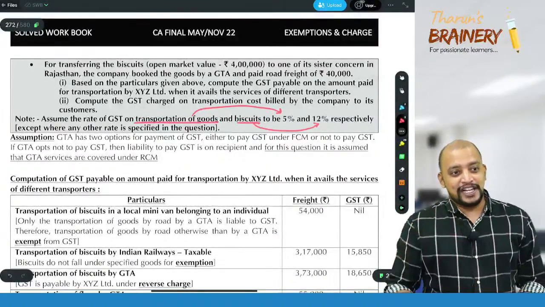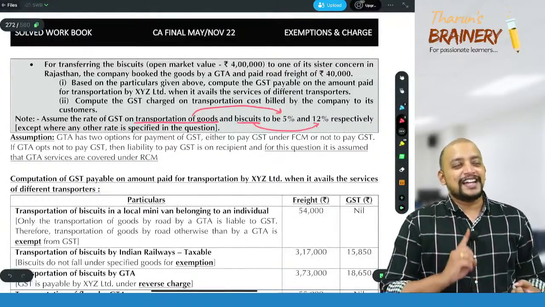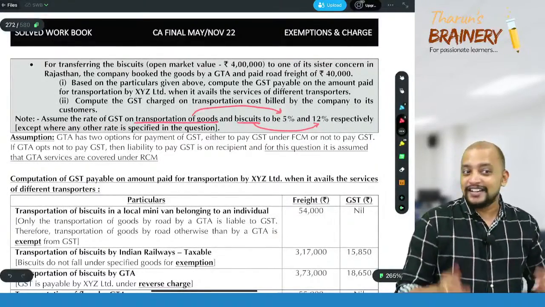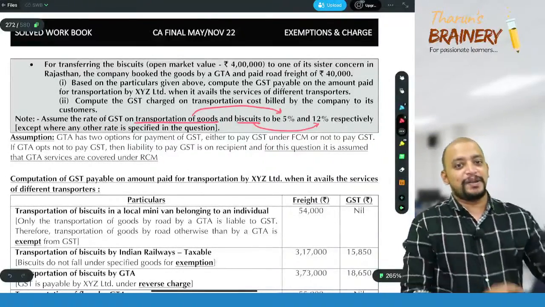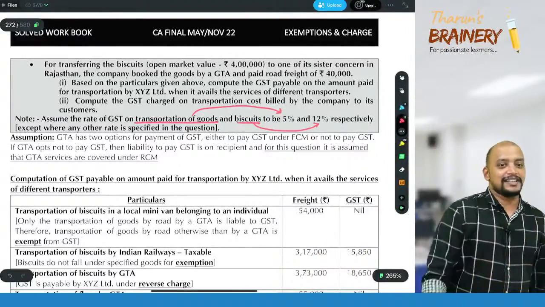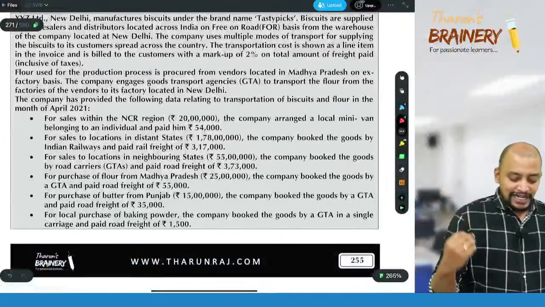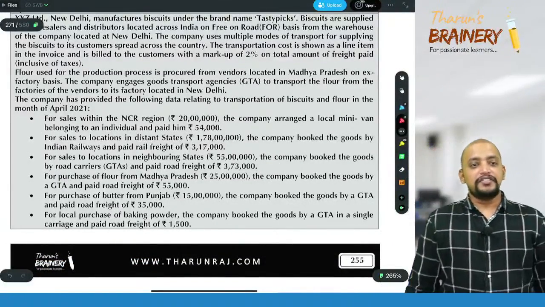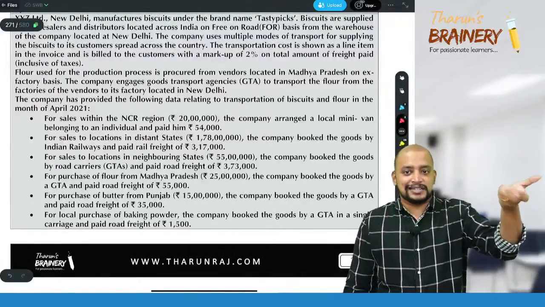So 5 and 12. So what a student will think because of the pressure in exam hall, okay, transportation of biscuit is 12%, transportation of other goods will be 5%. No, transportation of goods, any goods will be 5%, sale of biscuits will be 12%. That is the meaning there, okay. So therefore 5%. So here 3,17,000 into 5%, 15,850 will be taken as the GST component, okay.